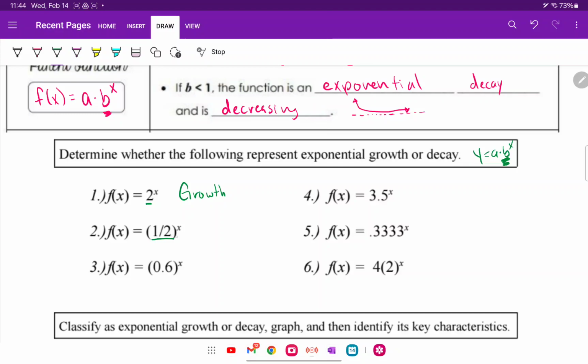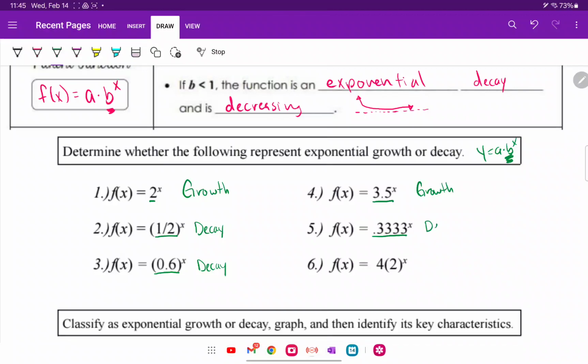Here, our 1/2 is the b value because it's raised to the x power. That is less than 1, so we're going to call that decay. Again, 0.6 here is less than 1. That's raised to the x power, so that is also decay because it's less than 1. 3.5 raised to the x, so 3.5 is b. That is greater than 1, so that is growth. 0.3333 is like 1/3. That is less than 1. That is decay. Then last here, you'll notice we have 2 numbers. And the way we tell which one is b, again, is because the b is raised to the x power. Therefore, the 4 is the a value. And this one is bigger than 1, so it's also going to be growth.